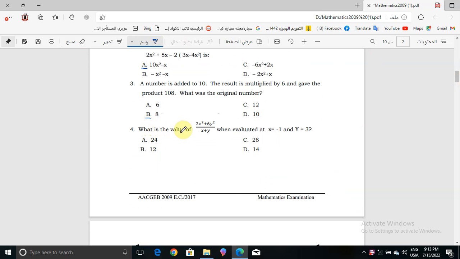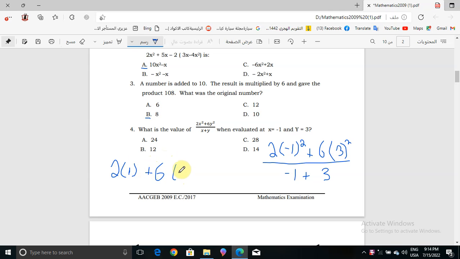In question number 4 it says: what is the value of 2x squared plus 6y squared over x plus y when evaluated at x is equal to negative 1 and y is equal to 3? So that means here in place of x, we will put negative 1, right? Negative 1 squared plus 6, in place of y we'll put 3, which is 3 squared, over x plus y, that means negative 1 plus 3. Then what we will have here, 2 times 1, because negative 1 times negative 1 will be positive 1, right? Plus 6 times 9, because 3 times 3 is equal to 9.